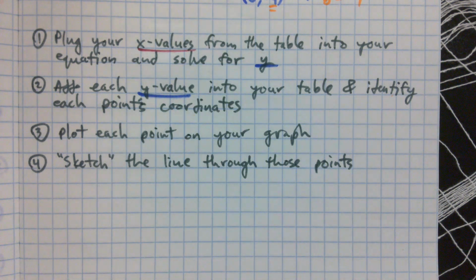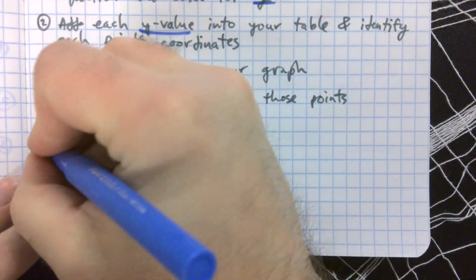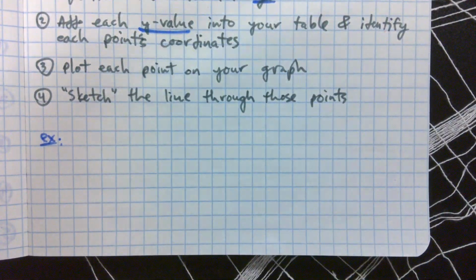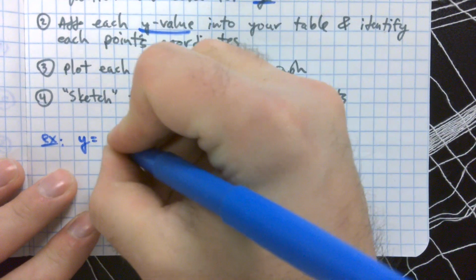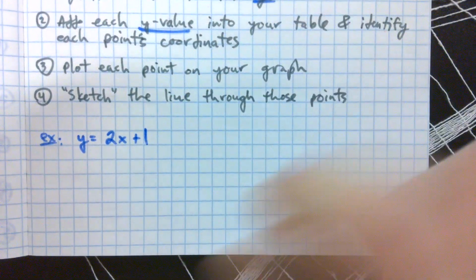Anyway, those are our 4 steps. Nice and simple. So let's go ahead and start an example. Let's say we have the linear equation y is equal to 2x + 1.